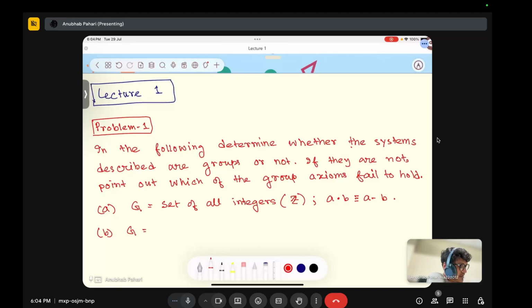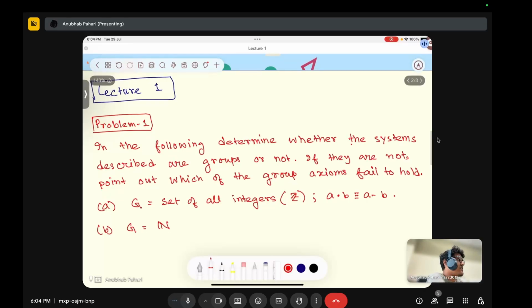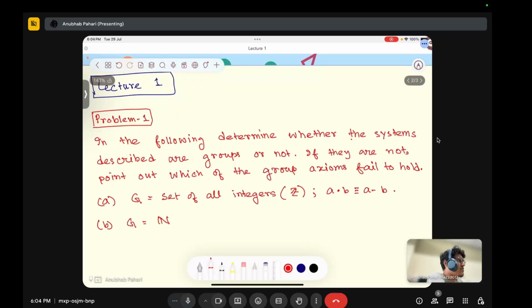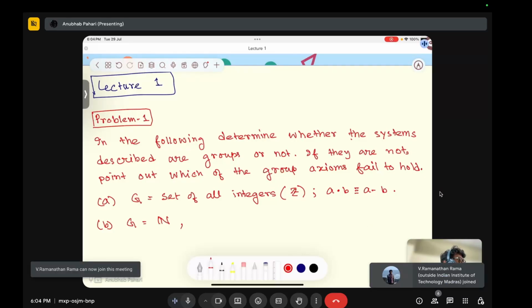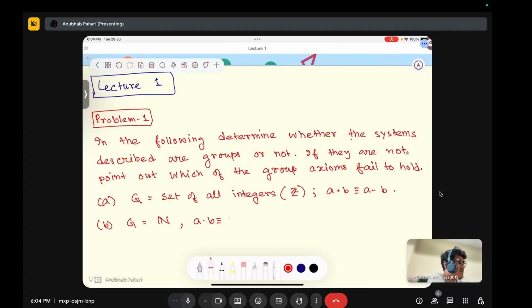Next, G should be the set of all positive integers, which we write as N, and the operation should be A dot B as AB. So this is nothing but the usual product.